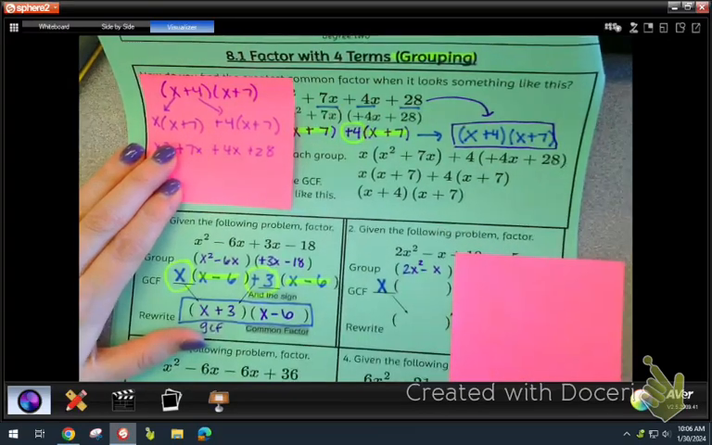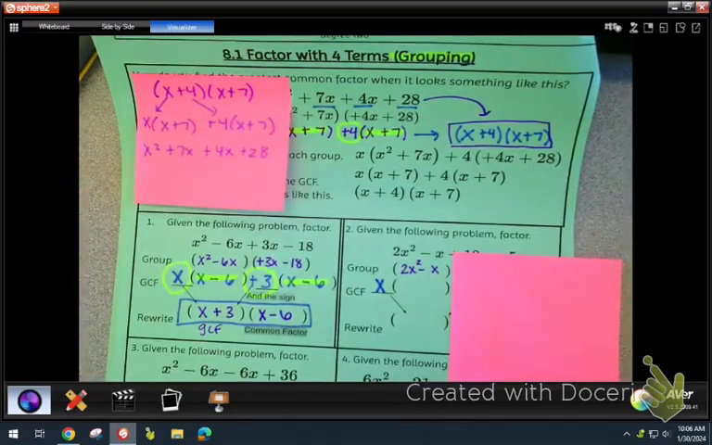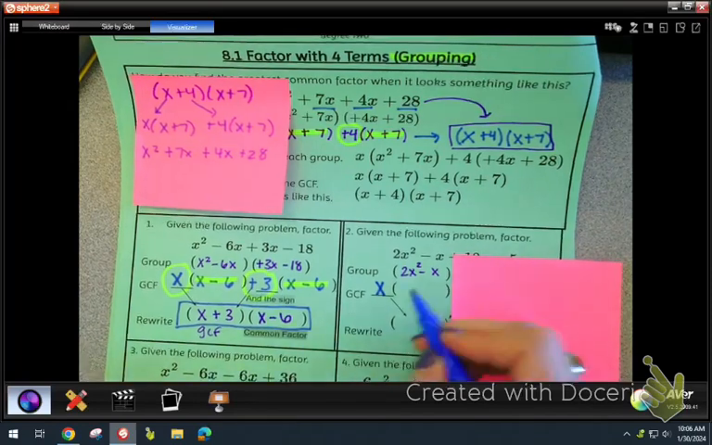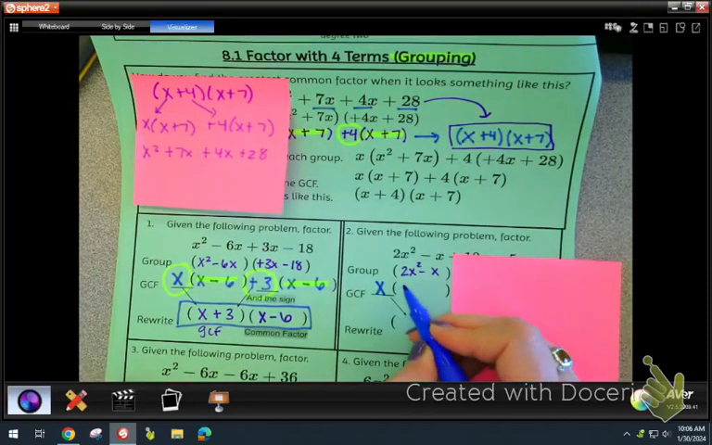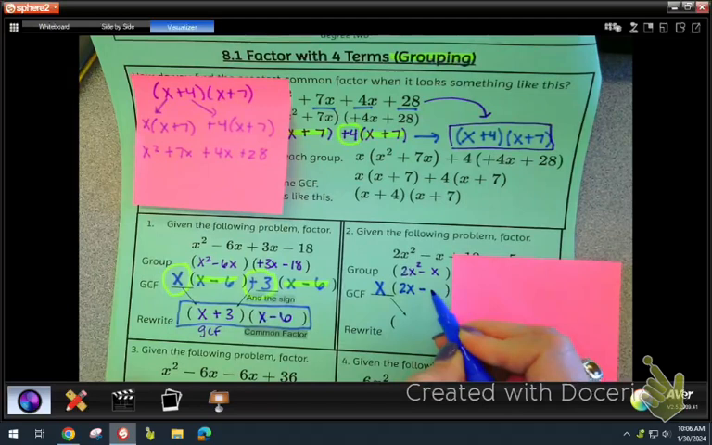Just an x, because my coefficients are 2 and 1, so I can't take anything out there. So what's left in? 2x minus x. If they match, then you're correct, you're on the right track.